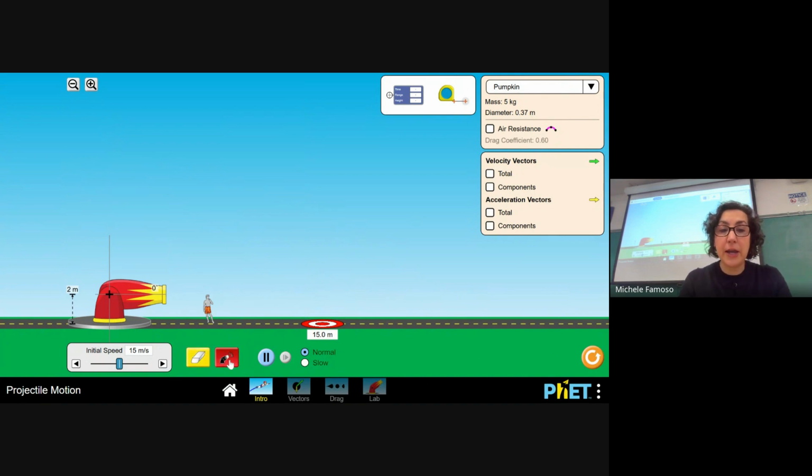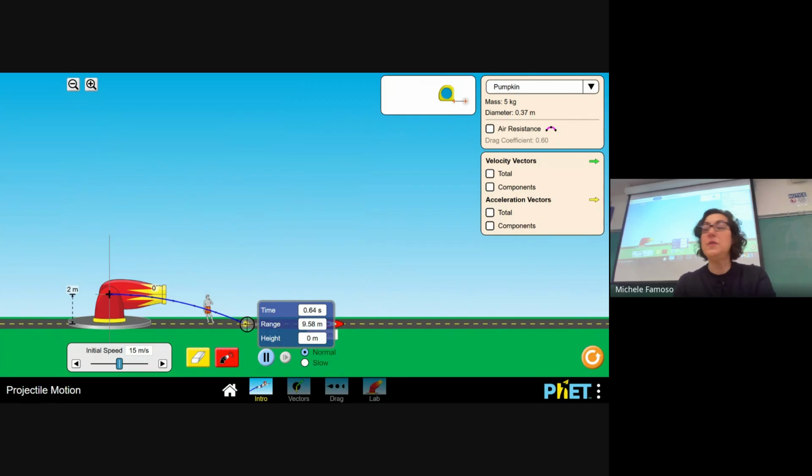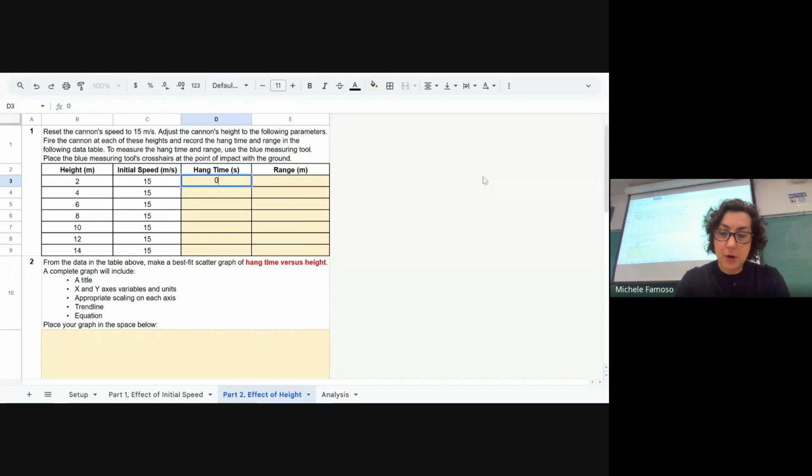Go ahead and fire it. And then what you're going to do is grab your blue measuring tool, bring it down, measure the time and the range when it hits the ground at 2 meters. So we should have all gotten 0.64 seconds and 9.58 meters. Did you get that when you did it yourself? That's a check to make sure you're doing it correctly. So 0.64 seconds, let's type this in. 0.64 seconds, and what did I say the range was? 9.58 meters.